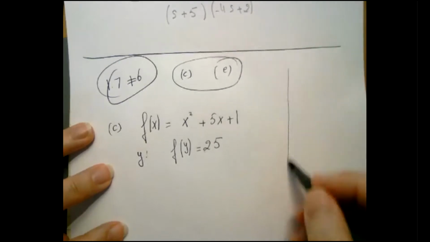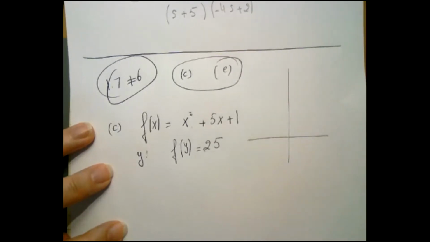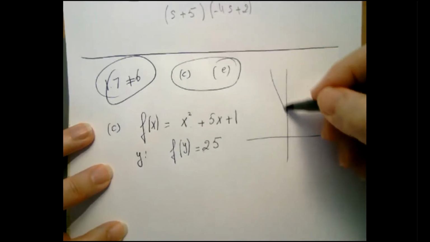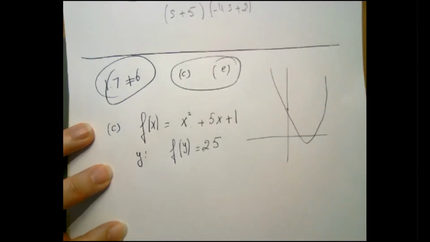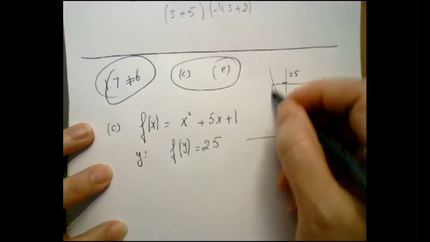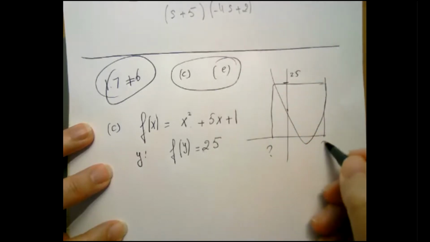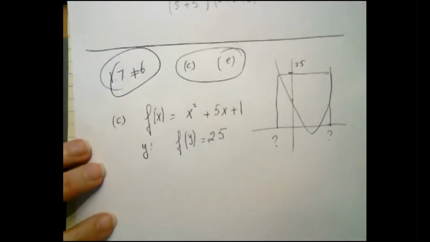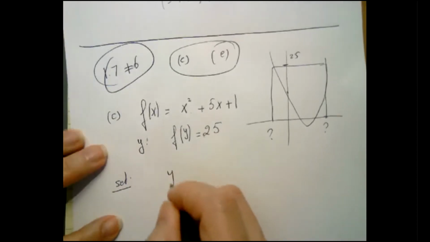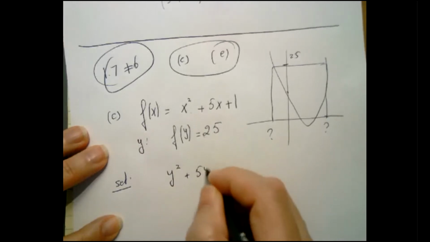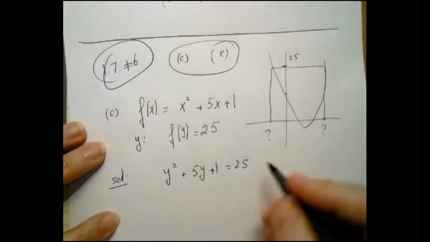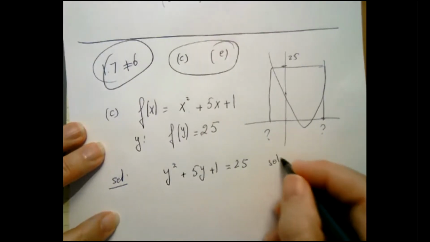Okay, so if you graph the function, you don't have to, but if you graph the function, it is going to be something like that. That's a typical parabola. And the question is, if the output is 25, they want us to find the input that gives an output of 25. So we do the following. We set y squared plus 5y plus 1 equal to 25 and solve for y.